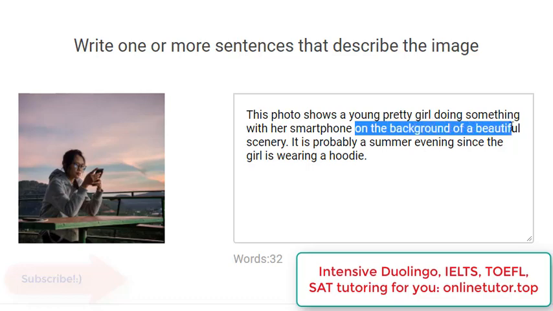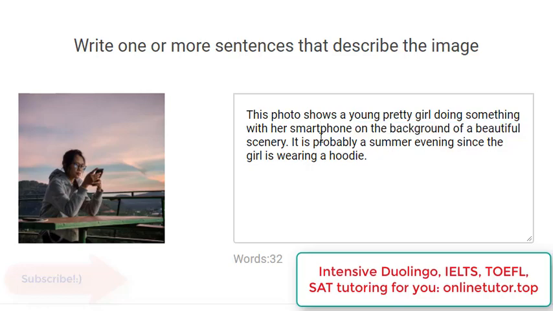We need some modifiers and extending elements: on the background of a beautiful scenery, or probably on some bridge, or probably on some observation platform, I don't know, on the background of beautiful scenery. Yes, I like the scenery, so I have mentioned it. So this is your first sentence. Firstly, in this picture or something like that.